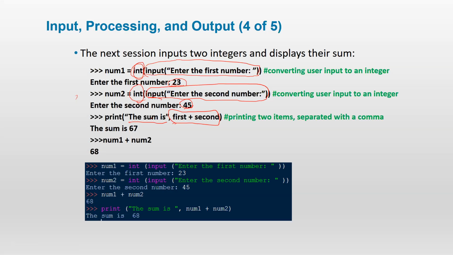First and second, where is first and second? I don't know where my first and second is. It should be num1 and num2. I need to go back. Where is my first and second? I don't know. That must be a typo somewhere. Okay, look at this, this is correct, right? This one. I need to go back.